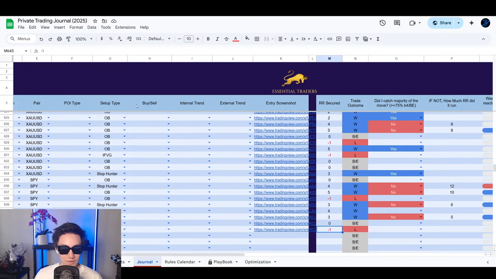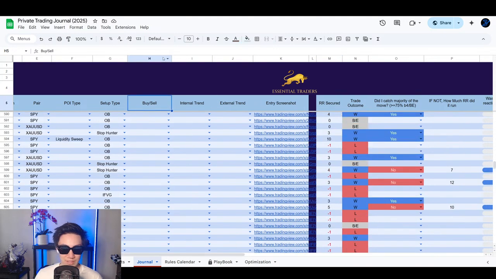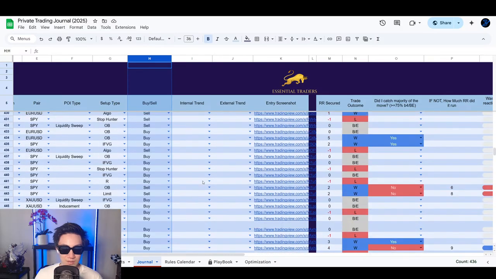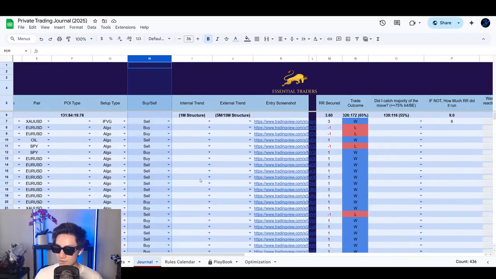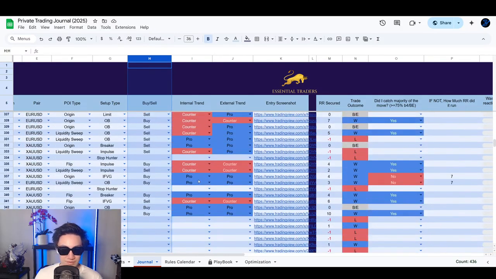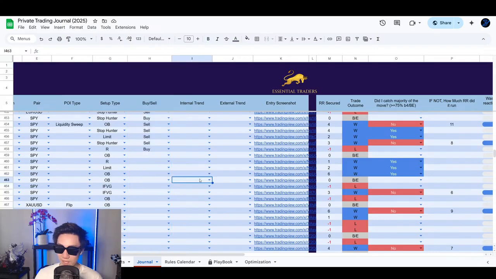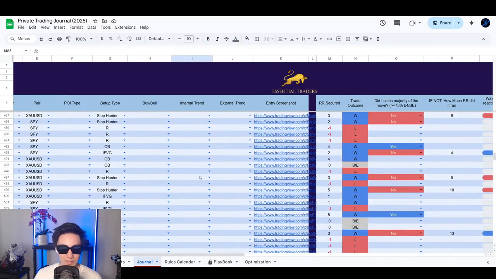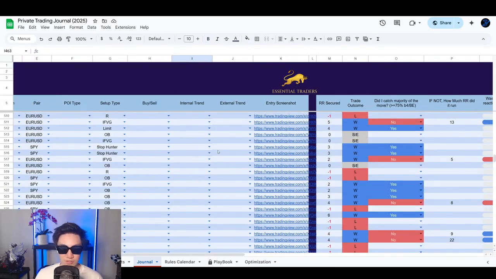So far, we've collected all this. Buy and sell is not something you need to collect. It doesn't matter. So you can even delete this column if you want, honestly. It's not going to make any difference to your data. But if it's something you want to keep, I'll keep it here for people that want to keep that in their journal because they're using a journal template.